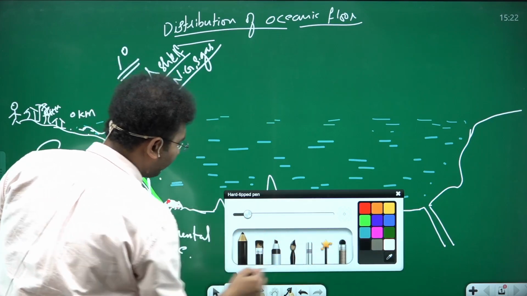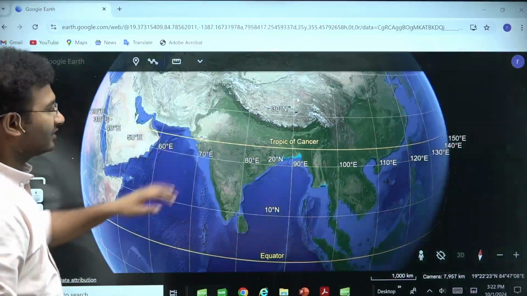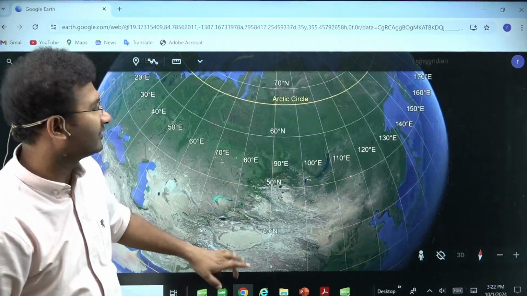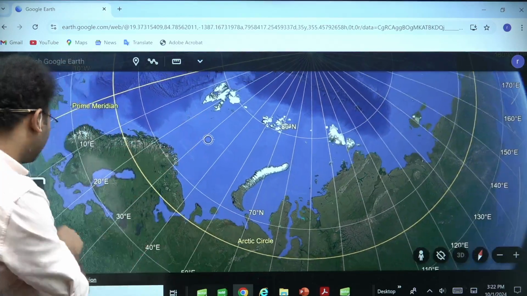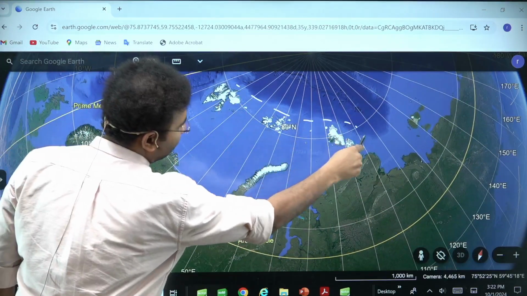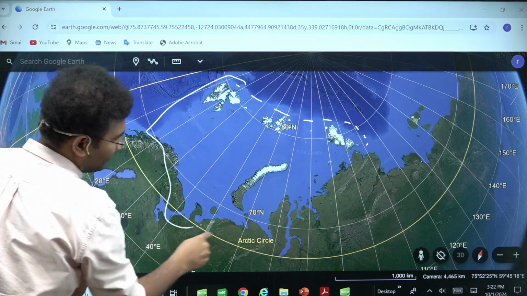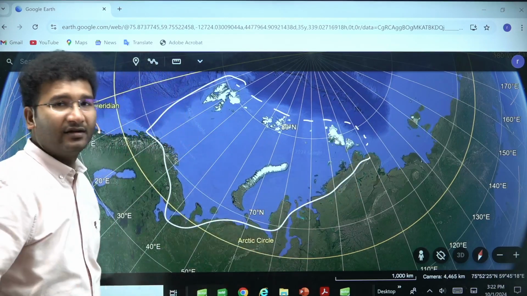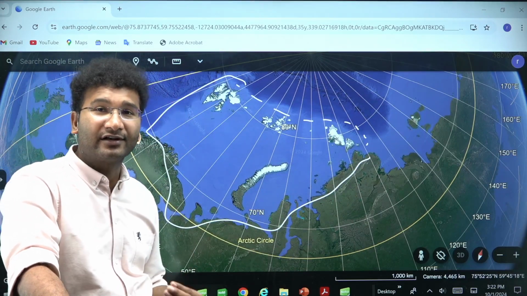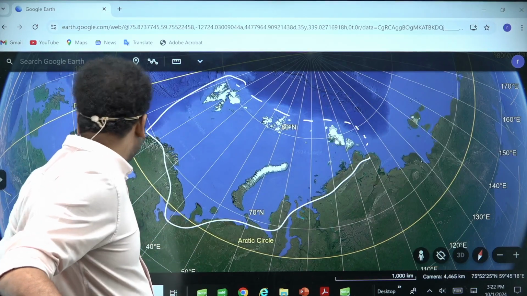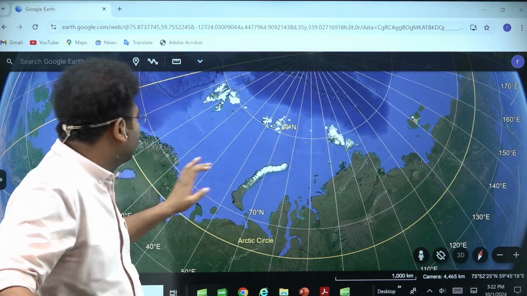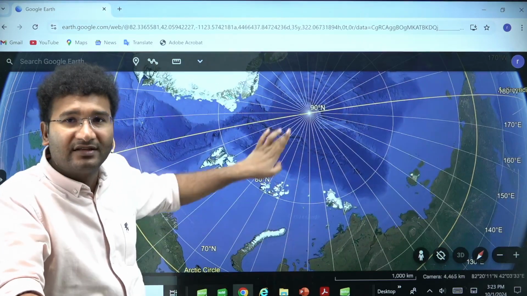Now where do you find the wider continental shelf? The wider continental shelf is always present near the polar region. Look at this polar region. Here the light blue color area is the continental shelf. Now you open your atlas and also check. Your atlas will also demarcate the continental shelves in a lighter color. There is a color variation. Can you see the color here is dark blue, but this is light blue.